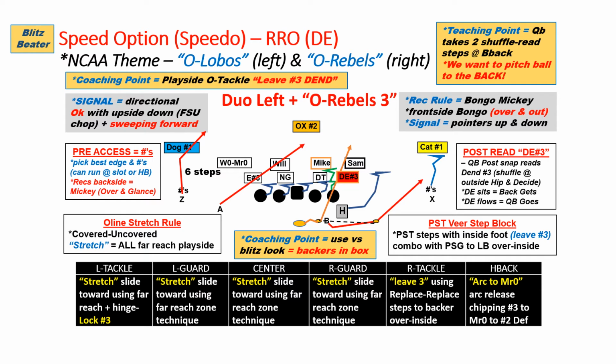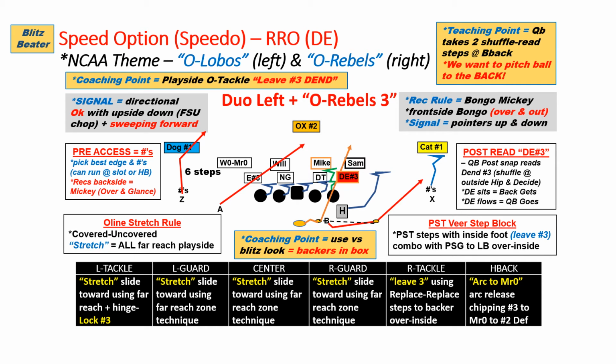Again, real simple. We do what's called a leave 3 technique with our play side tackle. And the way that gets communicated is we just add an O to the front of our Rebels or Lobos call, and then we're going to read what we call the number 3 defender, which is the defensive end there. Again, O-line's all going to use their stretch zone towards the call, so the example here is to the right. The play side tackle, though, when he gets the O, is going to do what we call a veer step. He's going to step with his inside foot and get straight up field and climb and block that first linebacker in his framework or to the inside.